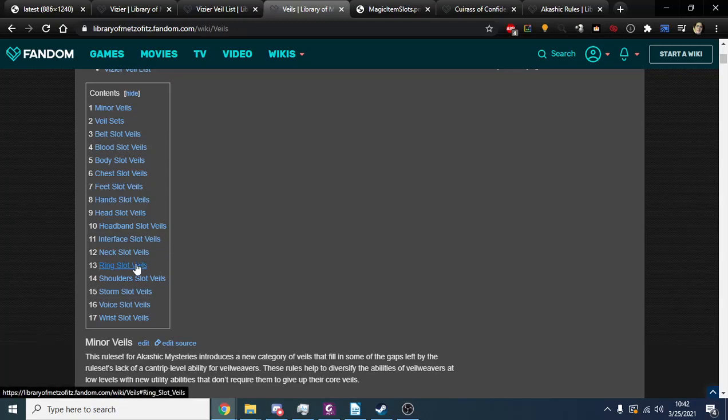There's the ring slot, which we mentioned is the vizier veil. Rings, the vizier gets two of those, and can take a third with a feat, so they get up to three rings. Take that, Dad.